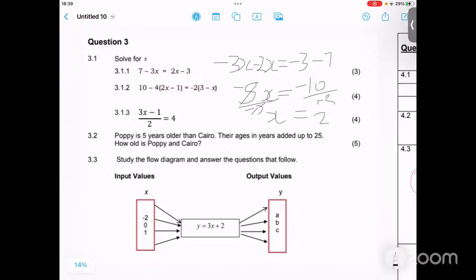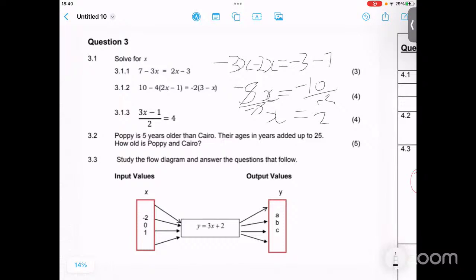Do all of you agree with that? Do you agree with her? I got the same answer, ma'am. Okay, cool. That's nice. You can try to prove it, but I can see that it's giving the same answer, right? And 3.1.2, how are we going to solve for x in this case?